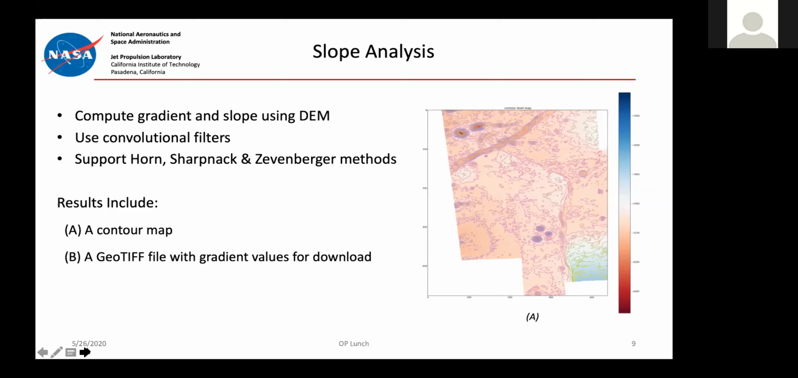And the output of the slope analysis will include a topographic map showing contour lines and also a map in GeoTIFF format that contains the gradient values. The tool is written in Python.